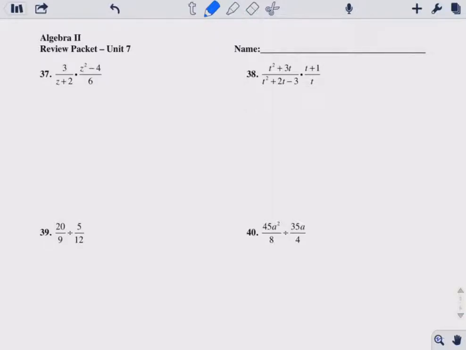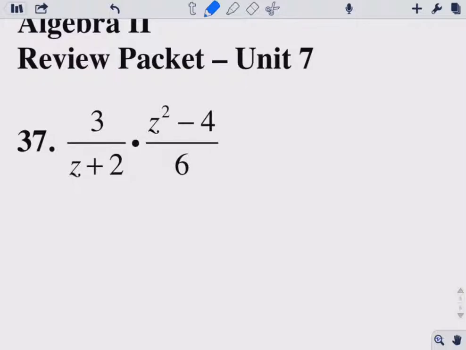Okay, this is page 5 of our review for Unit 7.